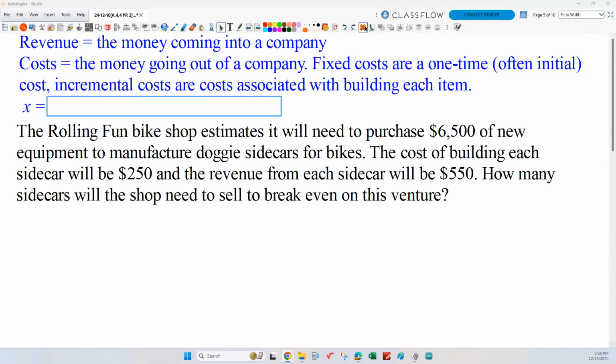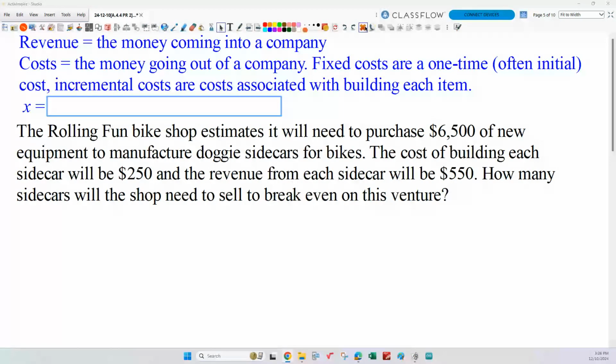The fixed costs are a one-time, usually upfront expense to buy equipment or something. You only have to do it one time. And then we sometimes have incremental costs. So every time you build something, there's going to be a little bit of cost associated with building each item that you're selling, each product, right? Okay, so what does it mean to break even then? It means you're gaining back the amount of money you're spending. Okay, good. So the revenue catches up with the cost, right? Does that make sense? Okay, good.